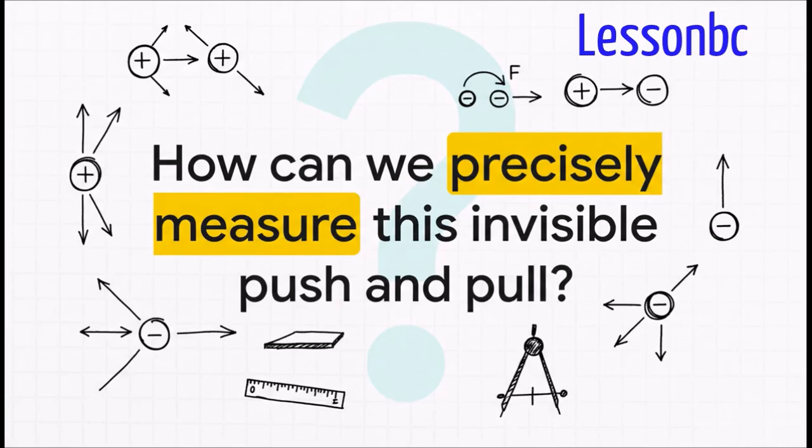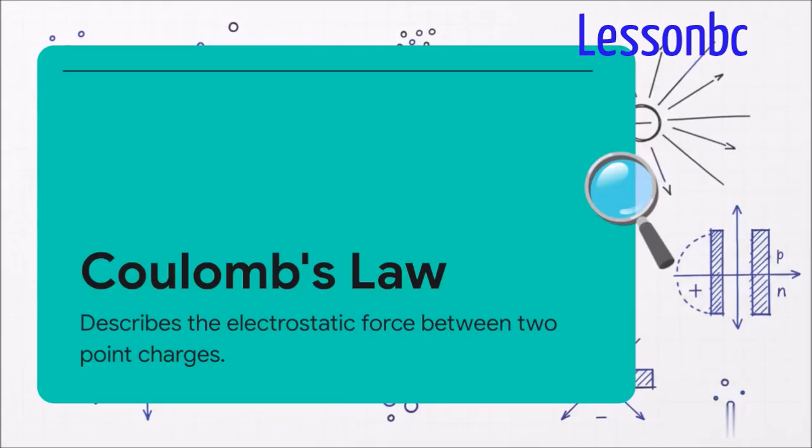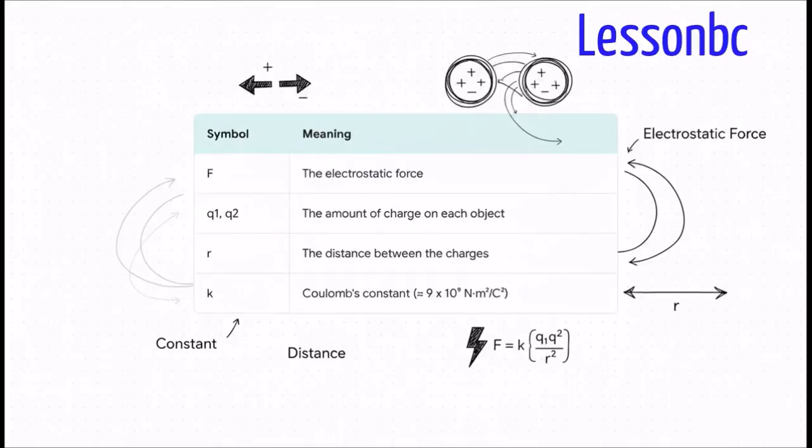Time for some math. And the tool we need for that is Coulomb's law. It's a huge deal in electrostatics. This simple-looking formula is super powerful. It tells us exactly how 2 charges are going to interact. So what does all this stuff mean? Let's break down the symbols real quick.